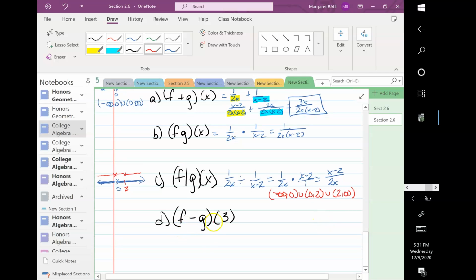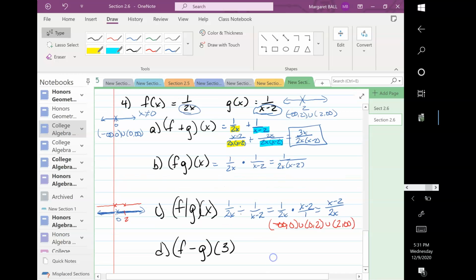Okay, then D kind of combines some things here. You could, if you wanted to, take the f function minus the g function and then plug in 3. I wouldn't do that myself. I would plug in 3. So 1 over 2 times 3 is 6. So 1 over 6. Oh, that's wrong, my stylus.